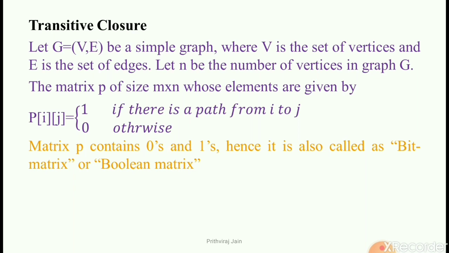P of ij is equal to 1 if there is a path from i to j, and it will be marked as 0 when there is no path. That is called a transitive closure. Wherever you find 1, that indicates that there exists a path from one vertex to another vertex. If it is 0, then there is no path. Matrix P contains only zeros and ones, hence this is also called a bit matrix or Boolean matrix.